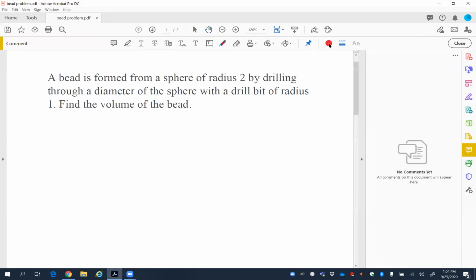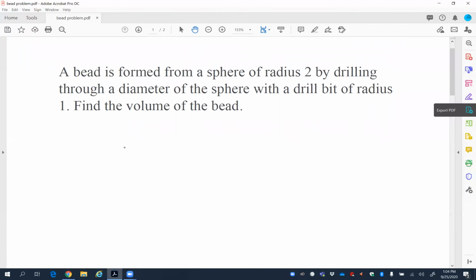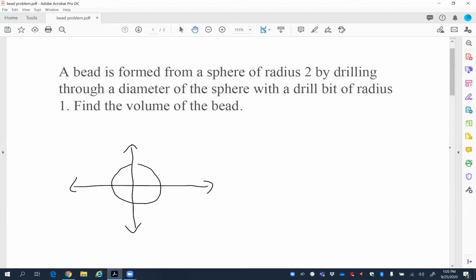Let me draw. So we have a sphere of radius 2. So I'm going to just draw a sphere on paper. So it would be actually just a circle. You can see that circle. And if you try to write down the equation of the circle or equation of the sphere with the radius 2, center at origin, you can see the origin. The equation would be x squared plus y squared equal 2.